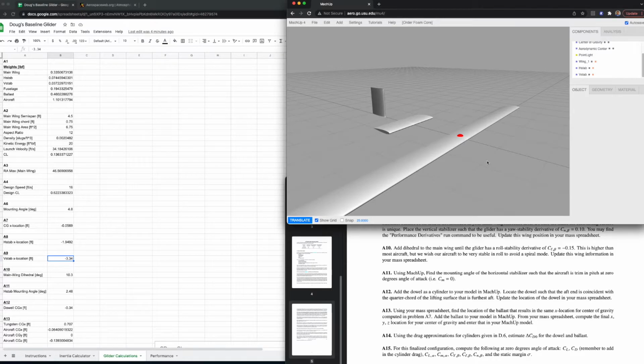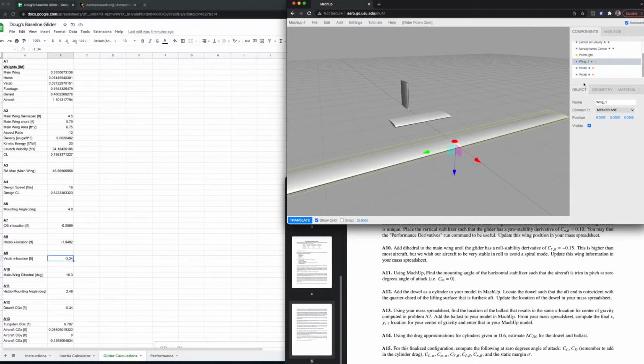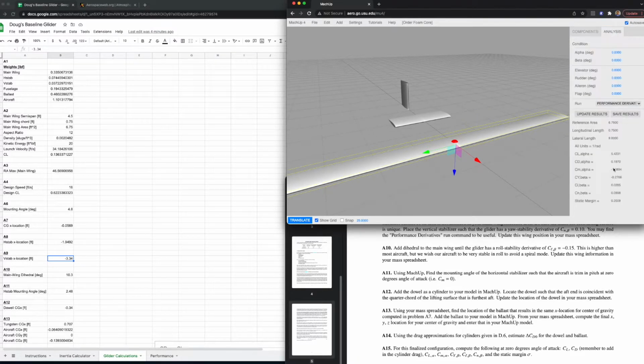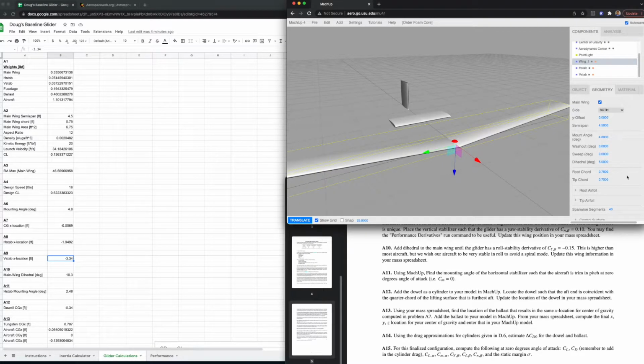Okay, so let's add some dihedral here, on the main wing. So first of all, let's come over here to our CL beta. That's our roll stability derivative. It tells us how much stability we have about the roll axis. And right now we're at 0.0285. So actually that's not even the right sign that we want. We've got a positive roll stability derivative. We really want a negative one. And the way you increase roll stability is you increase the dihedral in the main wing. So I'm going to go up to 5 degrees dihedral.